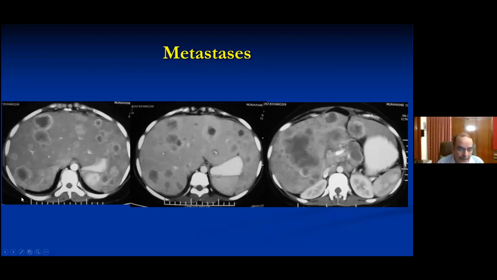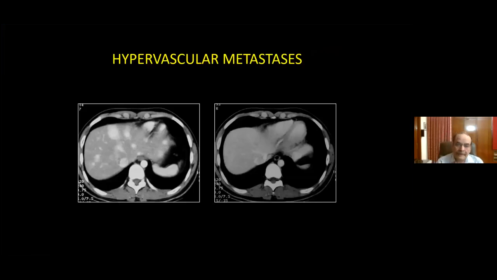These are some more examples. Again, the typical enhancement pattern of metastatic deposits is this kind of thick, irregular enhancement. And someone had asked a question earlier, how do you distinguish between liver abscesses and metastatic deposits? Well, the enhancing rim of an abscess is typically very thick and irregular. Metastatic deposits tend to have a more uniform rim, and the center is not as liquefied as that of a liver abscess. And of course, the clinical context is also very important.